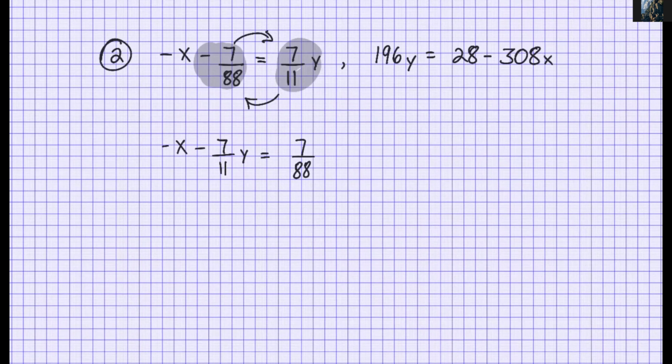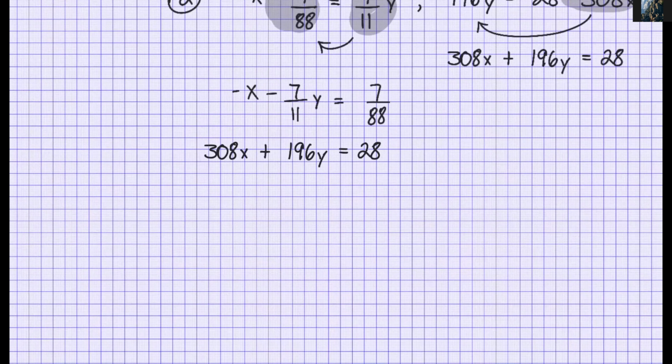Now, in my second equation, I'm going to take the negative 308, and I'm going to move it to the other side, adding. So I will have 308x plus 196y equals 28. So let me get this equation right here. And now I have both of my equations ready.